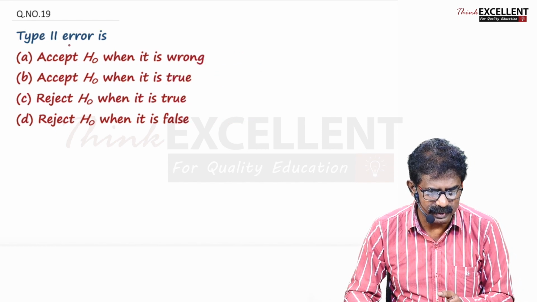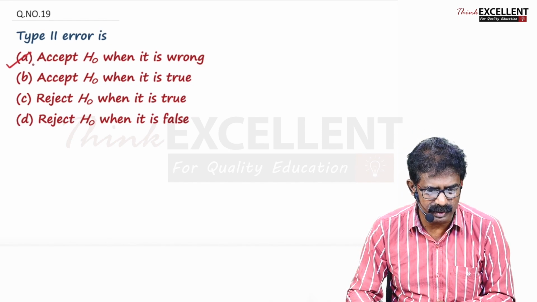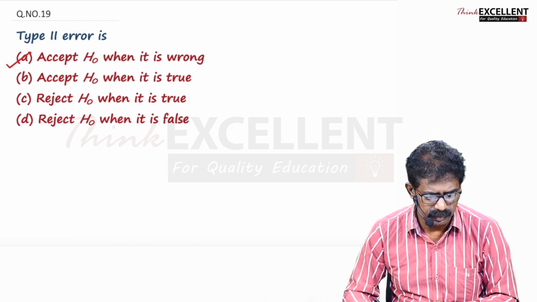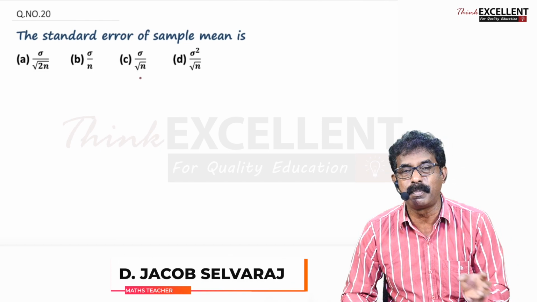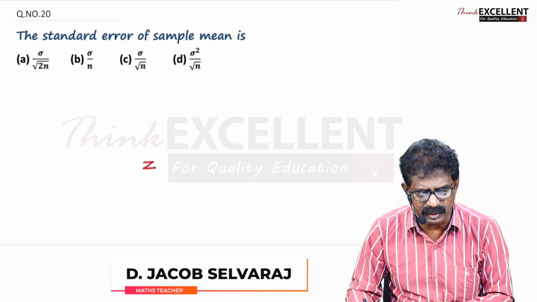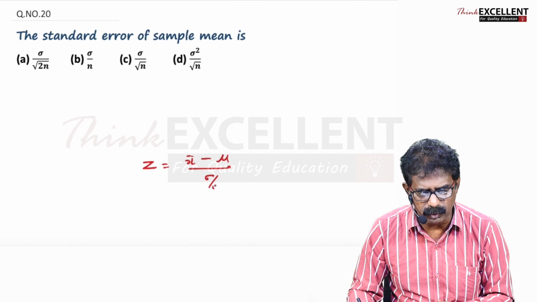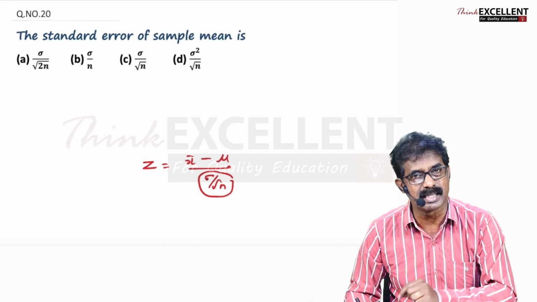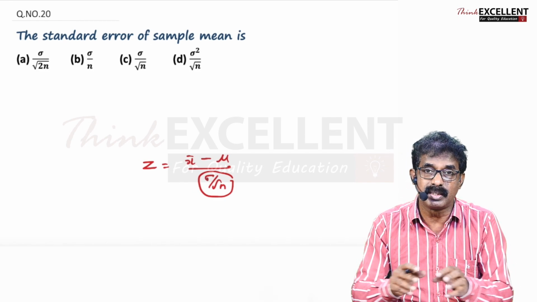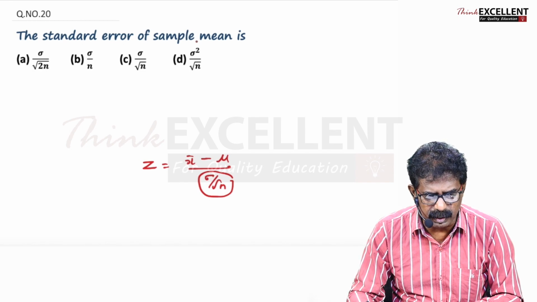Type 2 error. What is type 2 error? Accept H0 when it is false, right? So the first option, accept H0 when it is wrong. And the last question, the standard error. You would have used it in many places, even when you calculate the test statistic: x bar minus mu by sigma by root n, right? This is the standard error, sigma by root n. If sigma is not given, we use s by root n. In a confidence interval also we use this standard error. So the standard error of the sample mean is sigma by root n. So C is the correct option.